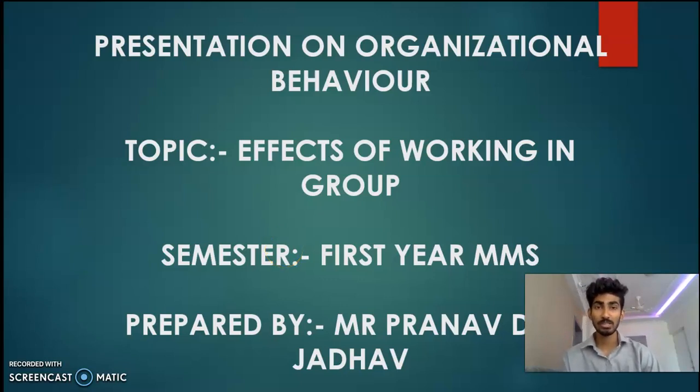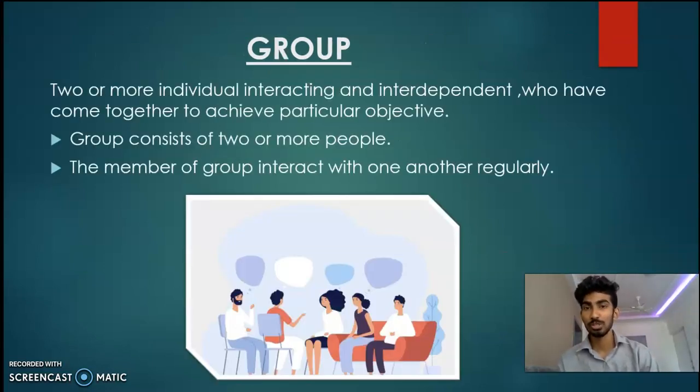Today I am going to present a presentation on the subject organizational behavior, and the topic is effects of working in group. So let's understand what is a group. A group is basically two or more individuals, interacting and interdependent, who have come together to achieve a particular objective. So basically, group members consist of two or more members. They come together to share some kind of views, thoughts, and viewpoints. Therefore, they need to interact with each other on a daily basis.